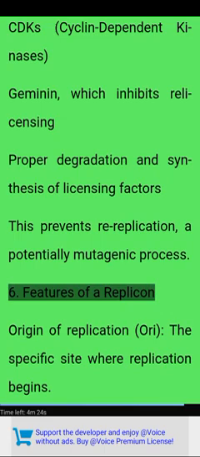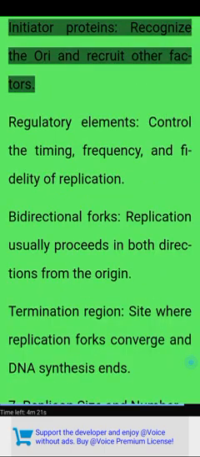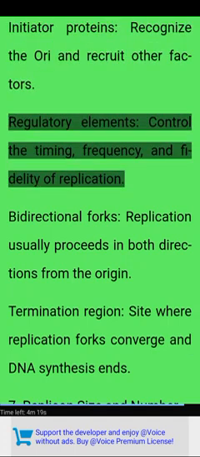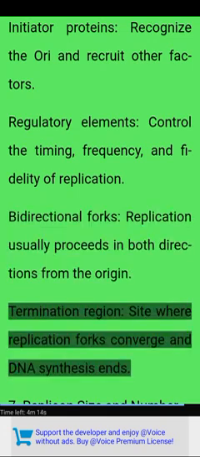6. Features of a replicon. Origin of replication, ORI, the specific site where replication begins. Initiator proteins recognize the ORI and recruit other factors. Regulatory elements control the timing, frequency, and fidelity of replication. Bidirectional forks: replication usually proceeds in both directions from the origin. Termination region: the site where replication forks converge and DNA synthesis ends.